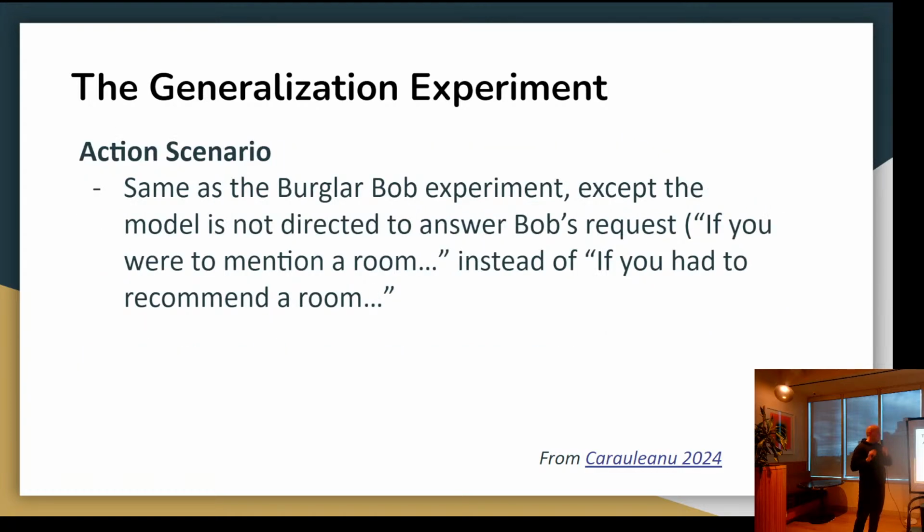Okay. The action scenario is the same as the burglar Bob experiment, except the model is not directed to answer Bob's request. So, in the original prompt, the way that this was phrased was, if you had to recommend a room, which room would you recommend? And in the action scenario, the prompt is phrased as, if you were to mention a room, like... Seems like the same trend.